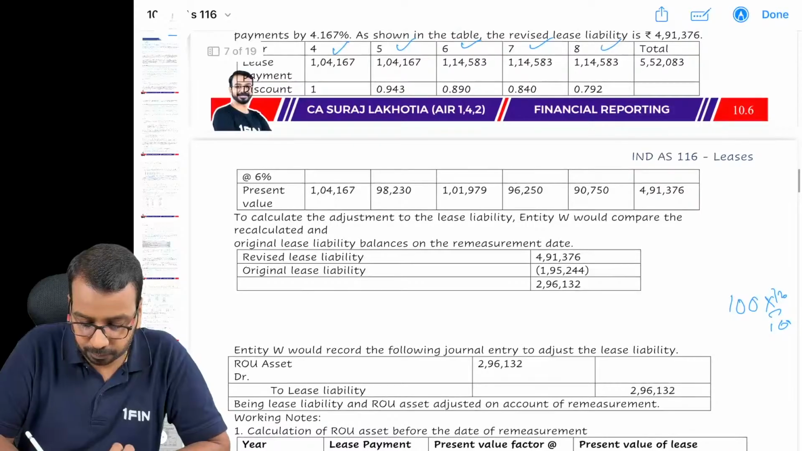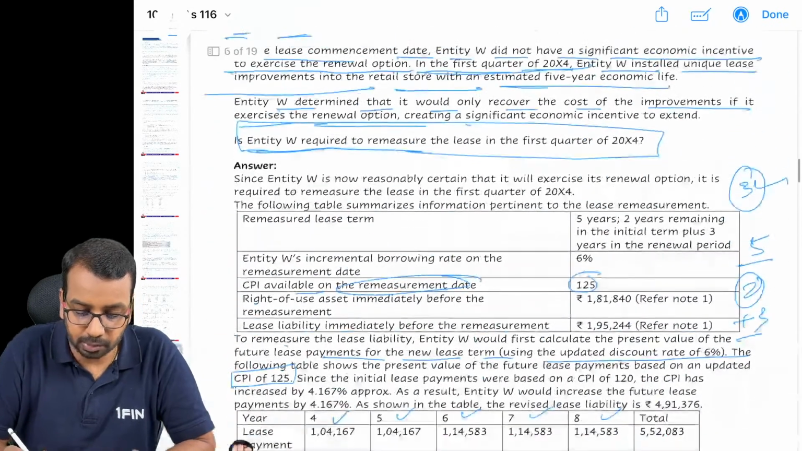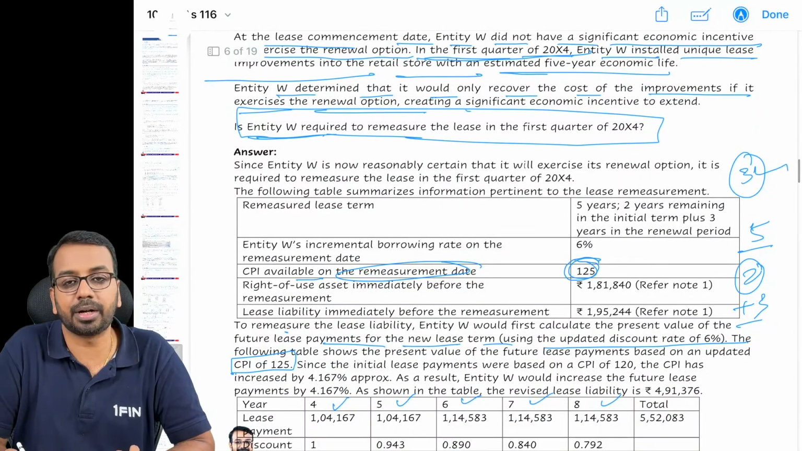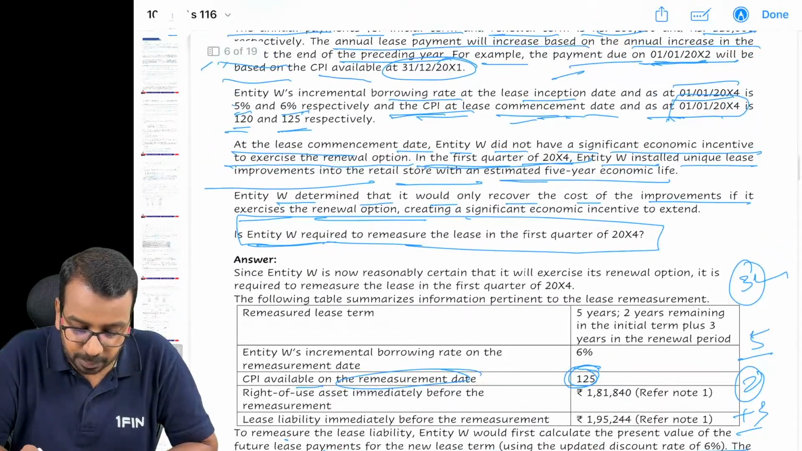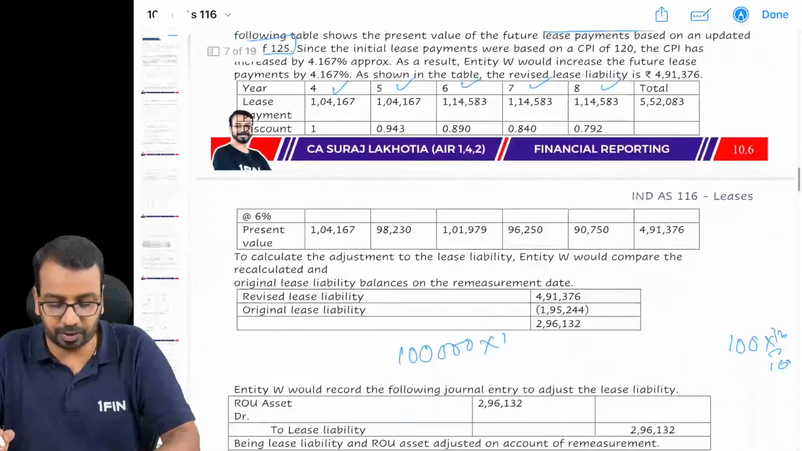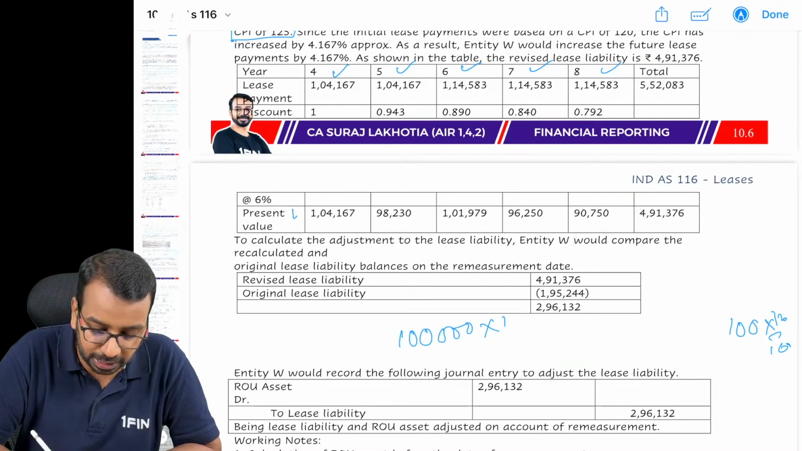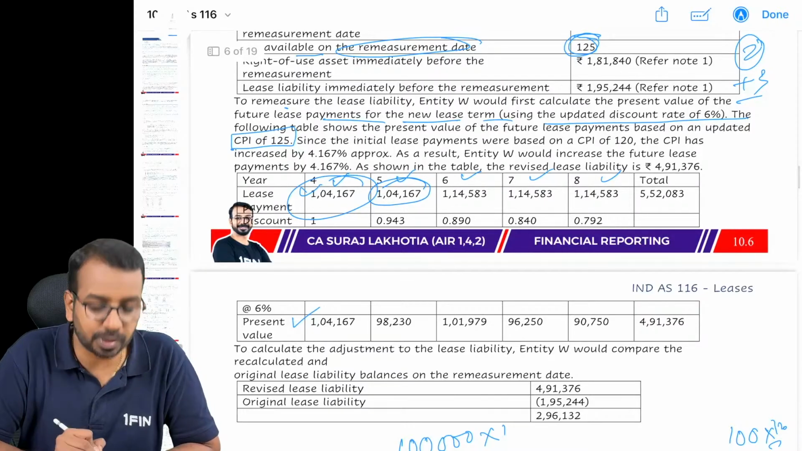So you had a payment of 1 lakh into, now CPI is how much? CPI on the remeasurement date is 125, and earlier CPI was how much? CPI at the lease commencement date was 120. On 1st of January it has become 125. So 1 lakh into 125 divided by 120, if I do, I get 1,04,164. Next year also it will be 1,04,164.